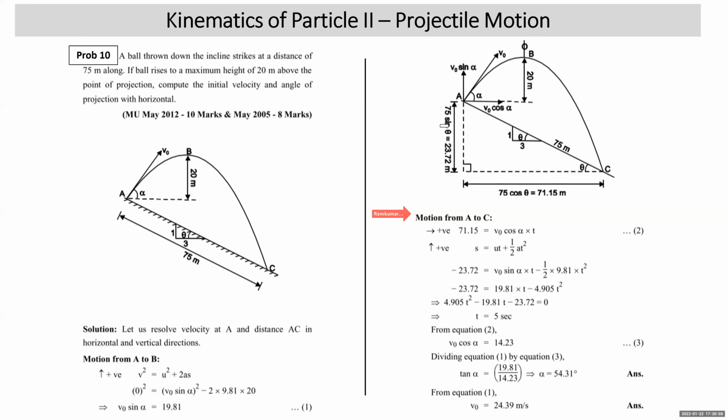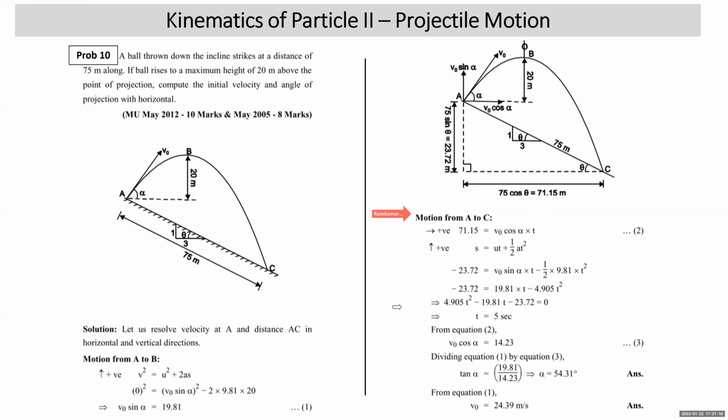Right, equation of vertical motion, S is equal to ut plus half at square. S is going to be 23.72, but minus. Why minus? Point C is below A. Is equal to V naught sin alpha into T minus half G T square. And you have got the equation.